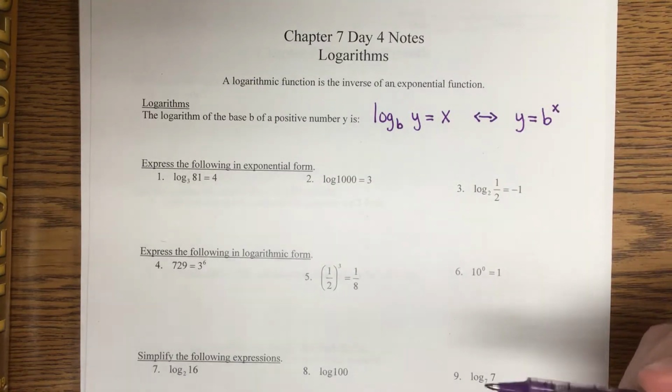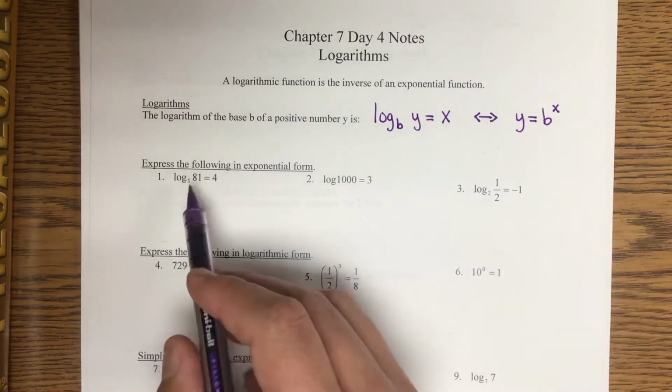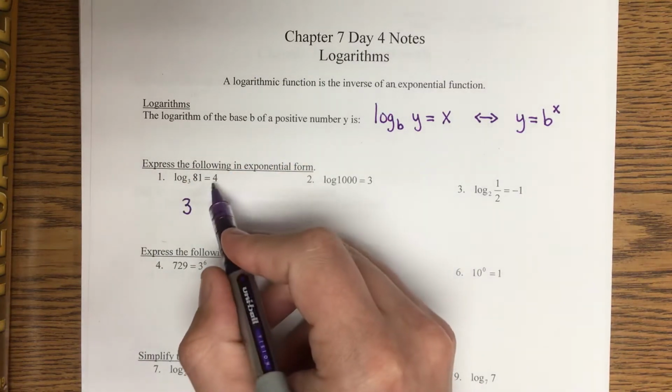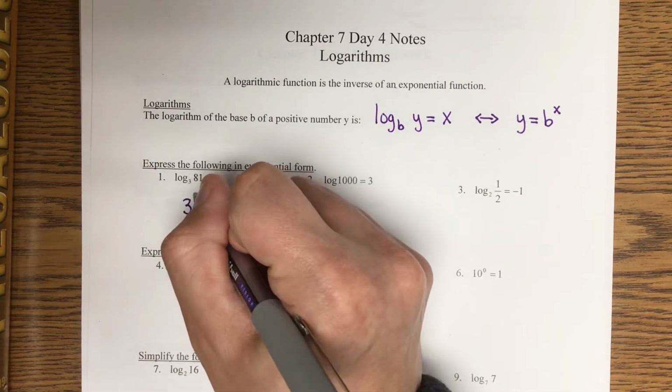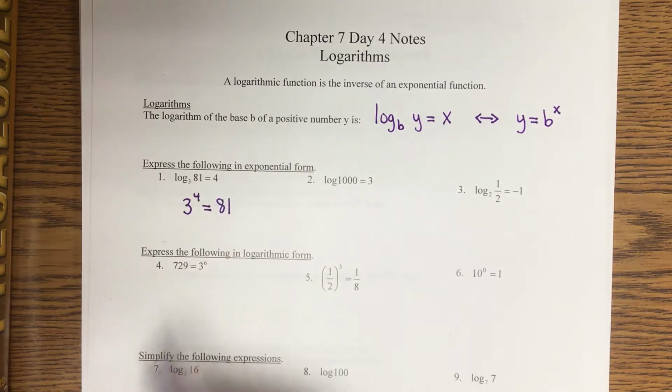So if I want to express the following in exponential form, I will take the base of the log. Whatever the log is equal to, that is the power. And then I'm going to set that equal to the term in the middle. And this should be a true statement. 3 to the 4th is indeed 81.